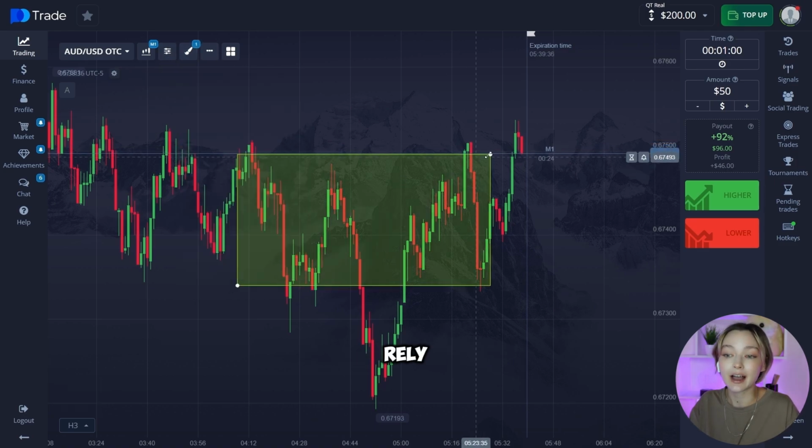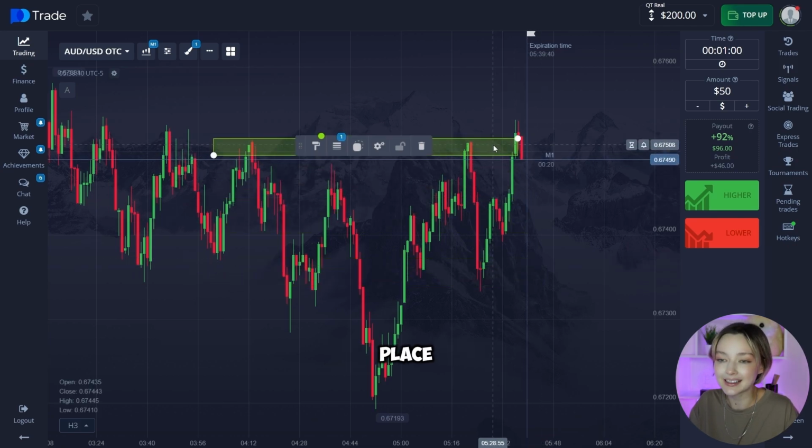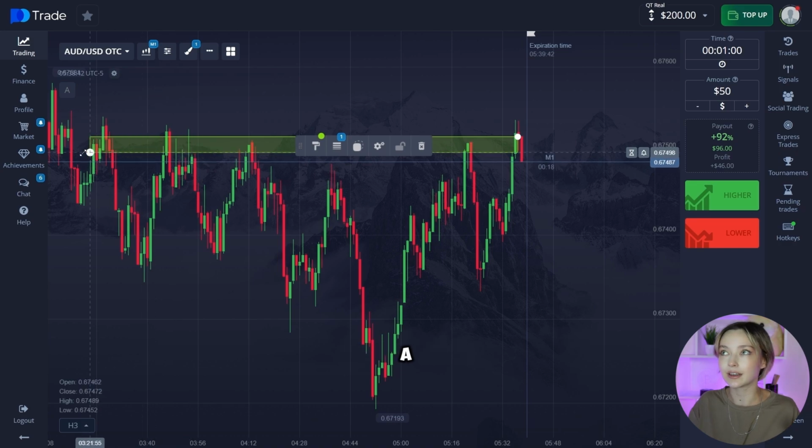And that's what we rely on when we trade, meaning as soon as the price approaches the level, we'll place a trade in the opposite direction, expecting a retracement.